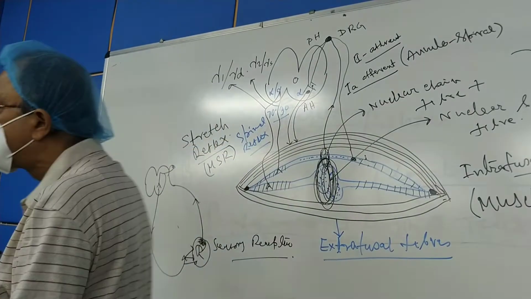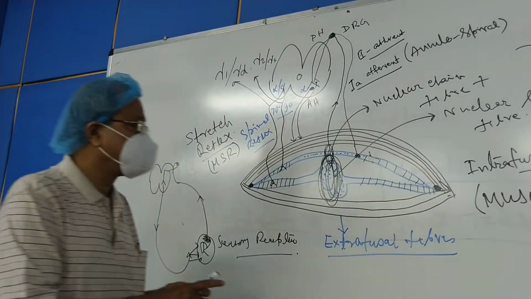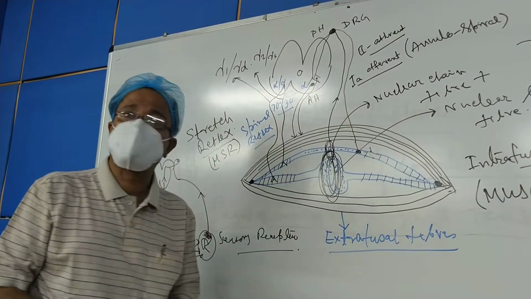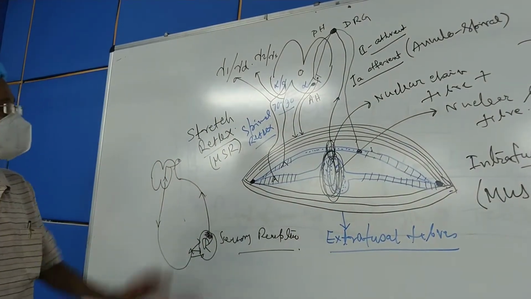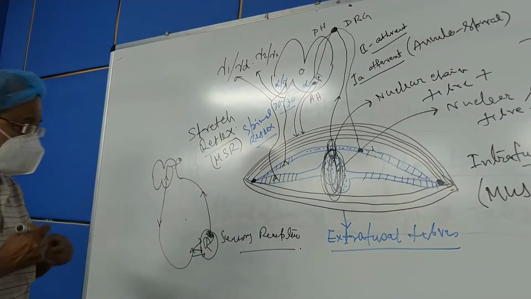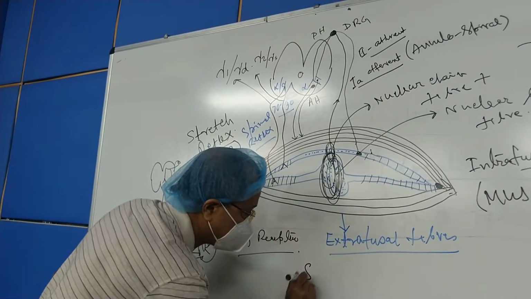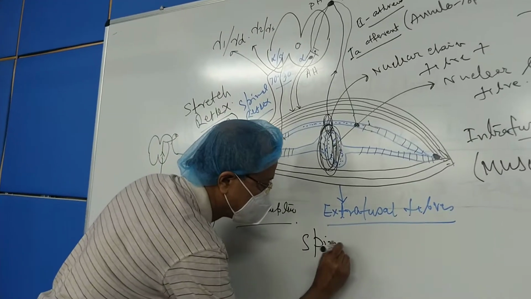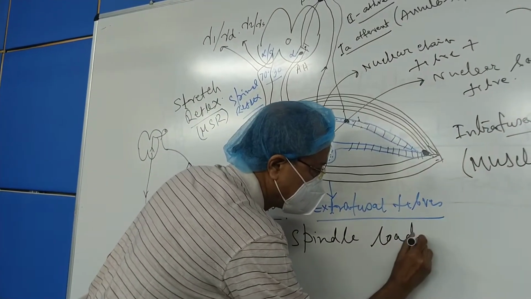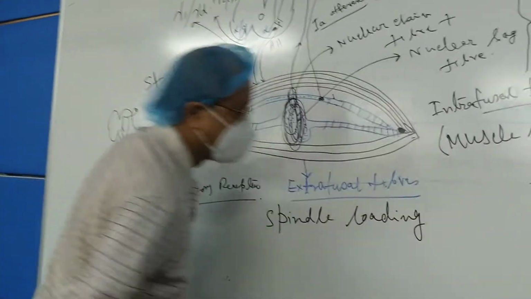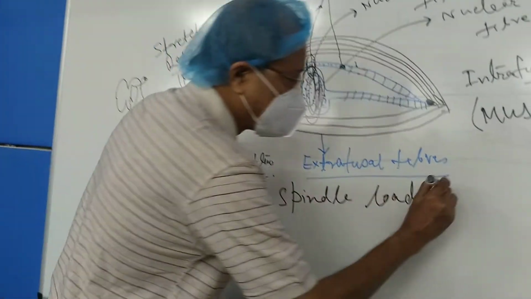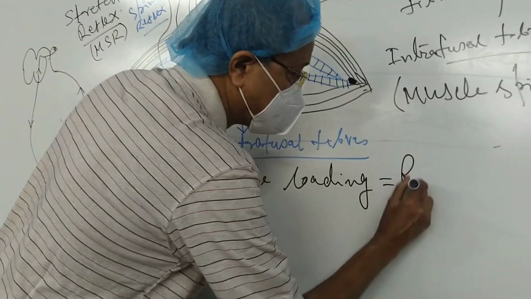Now we will see today how this spindle, muscle spindle or the receptor is stimulated. Now the stimulation of the receptor is also known as the spindle loading. Spindle loading. So what is spindle loading? Spindle loading equals receptor stimulation.